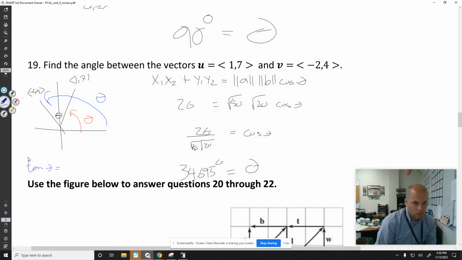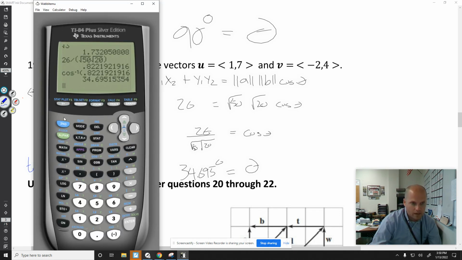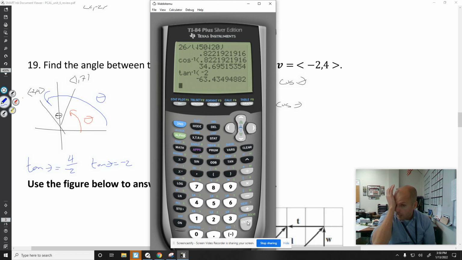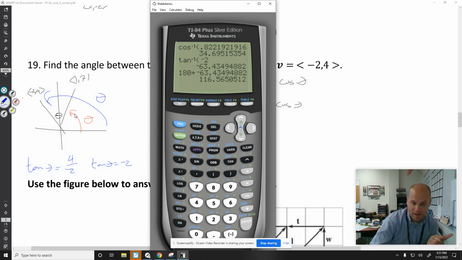Tan theta equals opposite over adjacent. I got tan theta equals -2. I'll take the tan inverse. I'm in the second quadrant, though. That's important. Tan inverse -2. Boom. I know that's not my angle. That's in the fourth quadrant. I take 180. I add that. Okay, that's my blue angle. 116. Let's find my red angle.